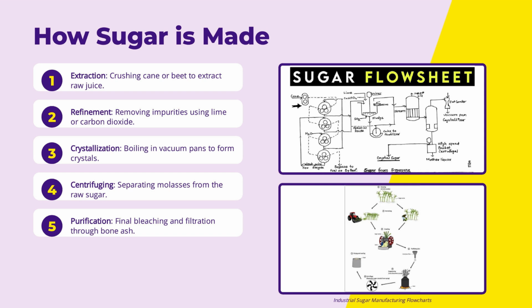Finally, comes purification. The sugar undergoes additional bleaching and filtration to produce the white refined sugar commonly available in the market. The flowcharts shown on the slide illustrate this complete manufacturing process from sugarcane to finished sugar, helping us visualize each stage of production. Take a moment to remember these 5 steps as they are frequently asked in university examinations.